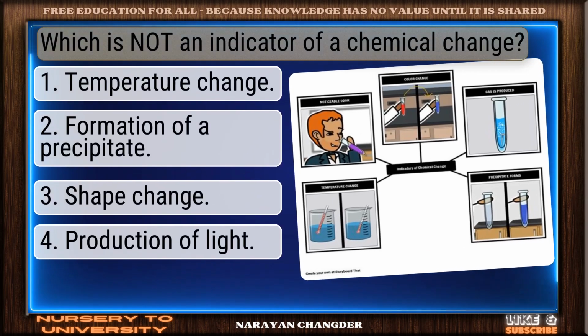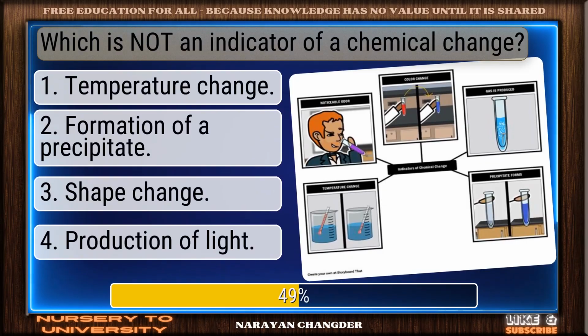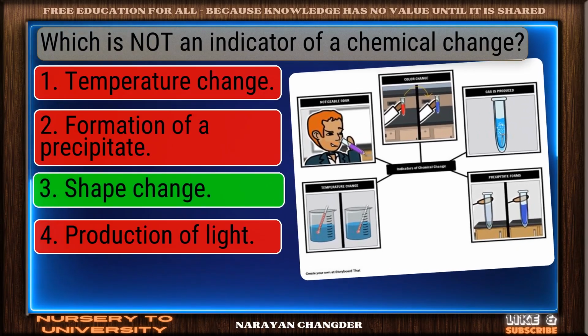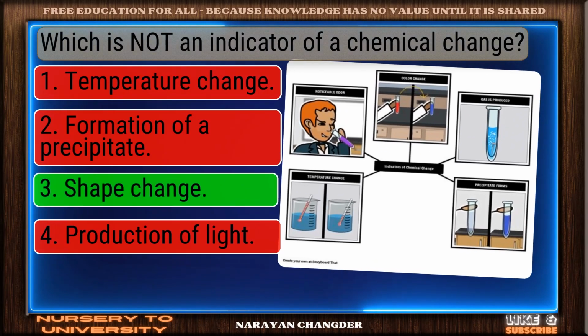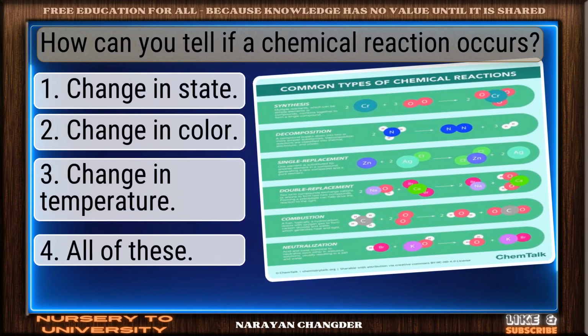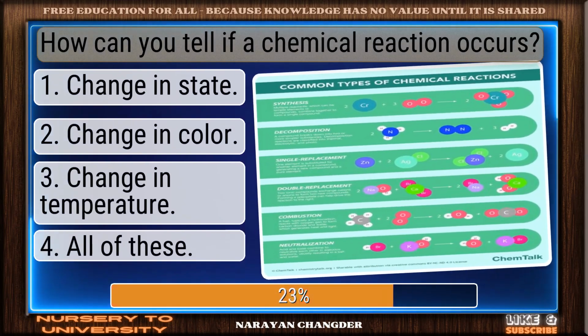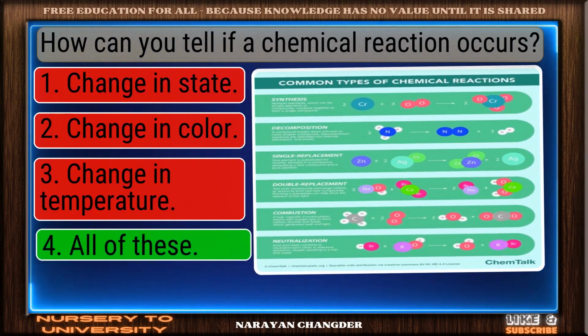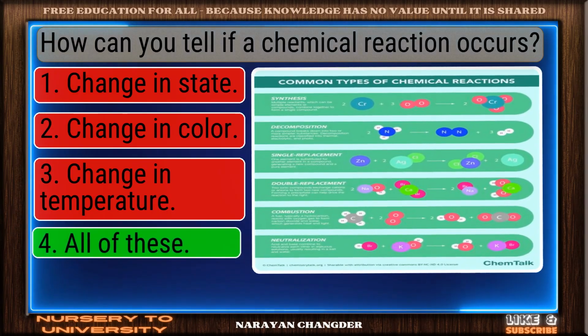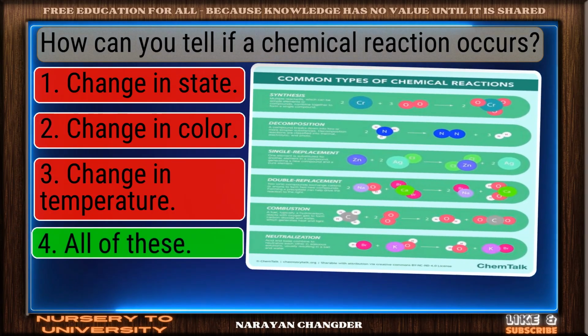Which is not an indicator of a chemical change? Bravo. Shape change is the answer. How can you tell if a chemical reaction occurs? Right choice. All of these is the best answer.